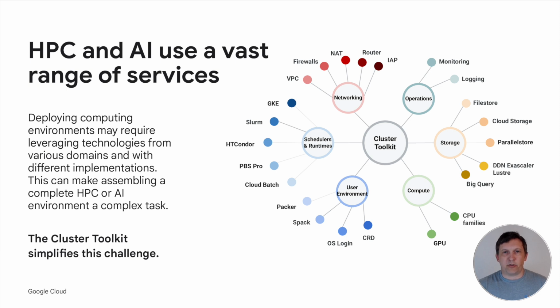HPC and AI use a vast range of cloud services and are often customized for each individual's or organization's use cases. These services span compute, networking, storage, operations, schedulers, and runtimes. Combining these systems can often pose a challenge. The Cluster Toolkit was designed to offer a modular solution to this challenge by making it easy to combine each of these pieces into a custom HPC and AI environment.